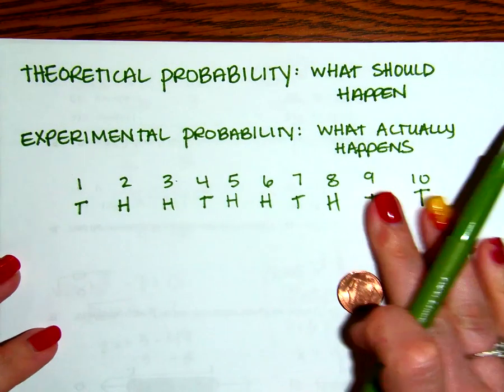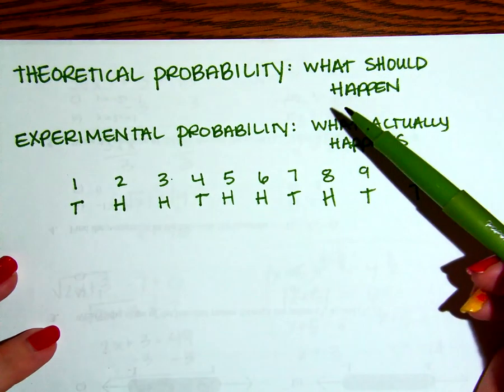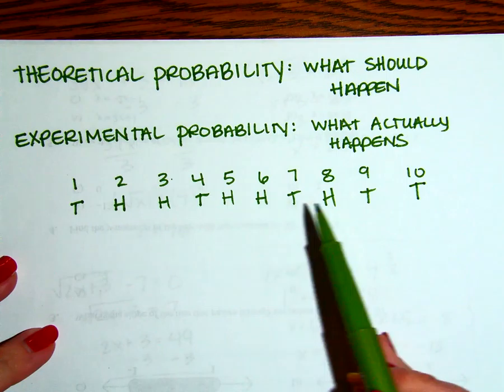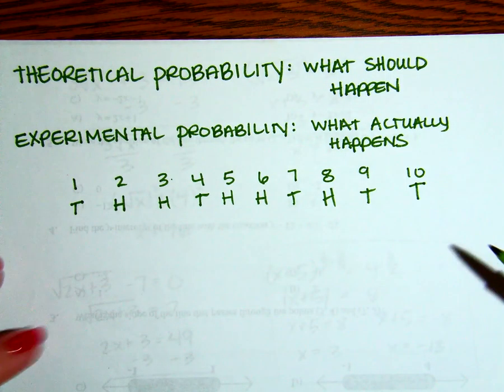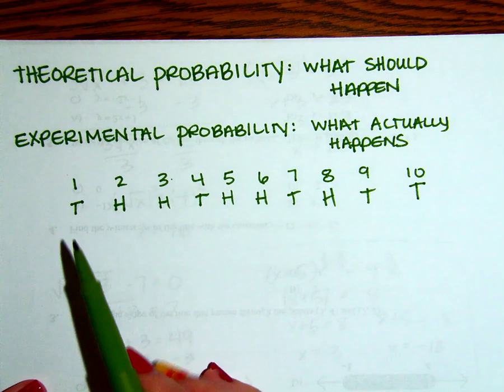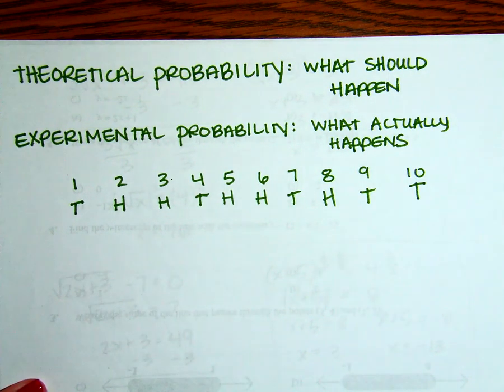Okay? So, theoretically, we said we should have 5 heads, 5 tails. It happened to turn out that when I did that experiment, I ended up with 5 heads, 5 tails. But we know that I could have ended up with 10 heads or 10 tails. Okay? So the experiment is what actually happens based on data that is given to you.